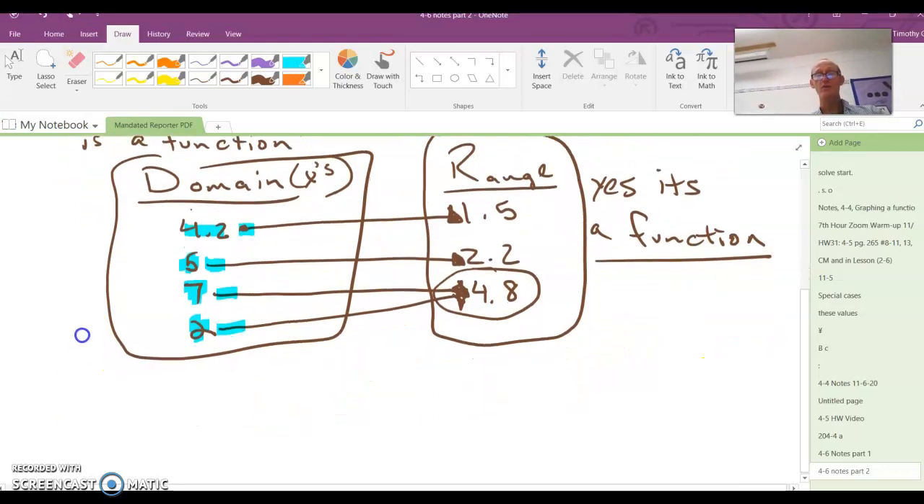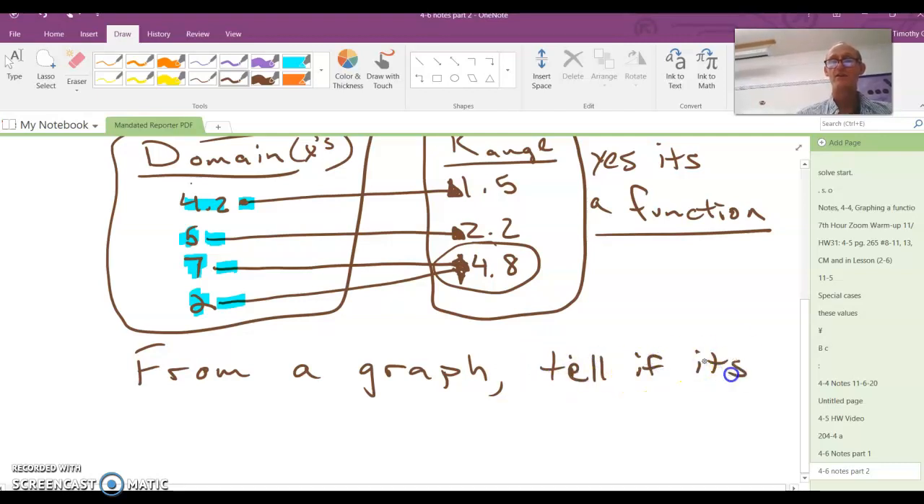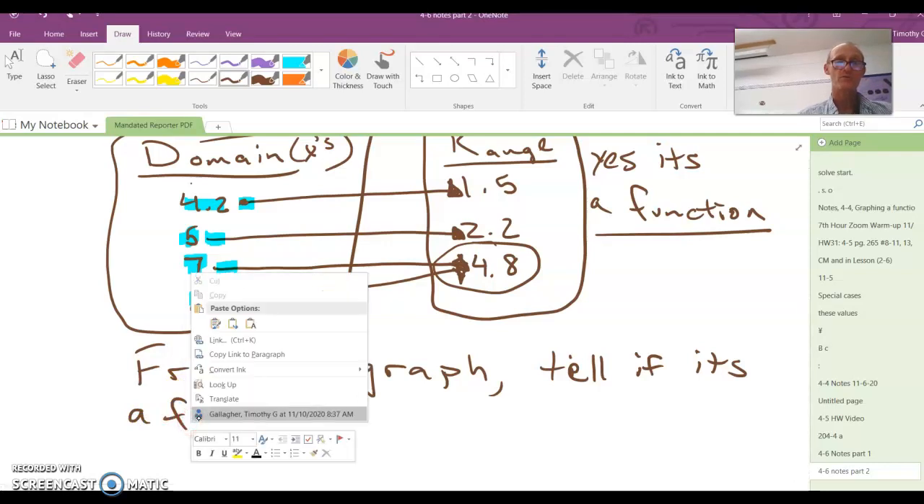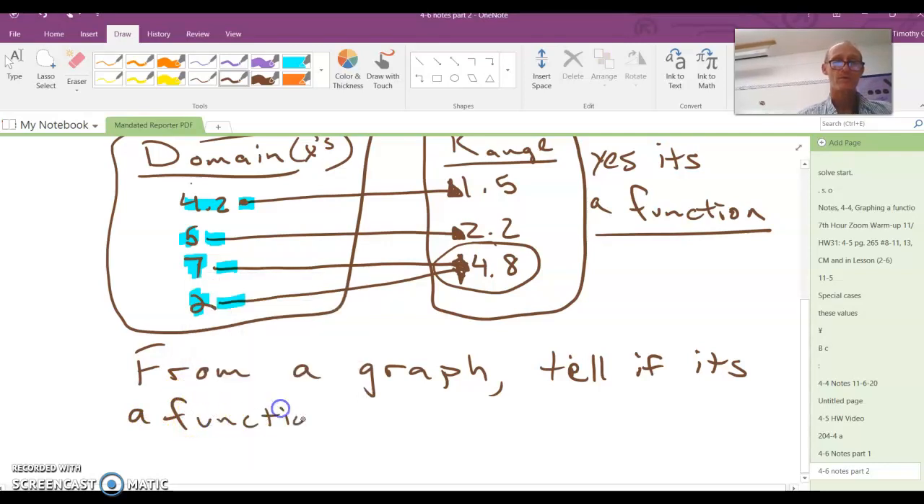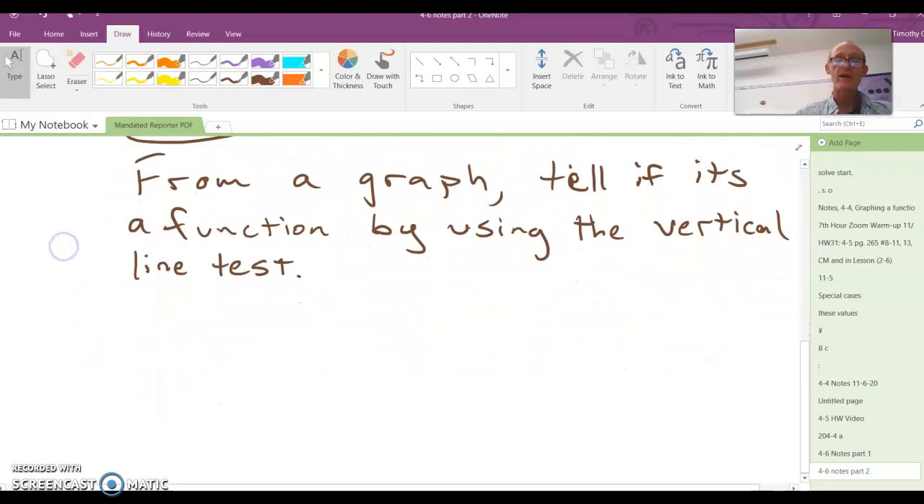Okay? So another way to tell if it's a function is from a graph. From a graph, you can tell if it's a function by using the vertical line test. By using the vertical line test. And so what that means is this.